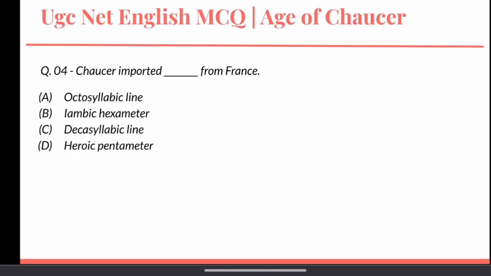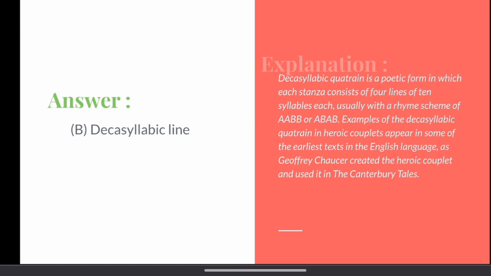The fourth question is, Chaucer imported dash from France. This is also a very easy question. I hope you have guessed the answer. The right answer is decasyllabic line. A decasyllabic quatrain is a poetic form in which each stanza consists of 4 lines of 10 syllables each, usually with the rhyme scheme AABB or ABAB. Examples of decasyllabic quatrain in heroic couplets appear in some of the earliest texts in the English language, as Geoffrey Chaucer created the heroic couplet and used it in the Canterbury Tales. The next question is.